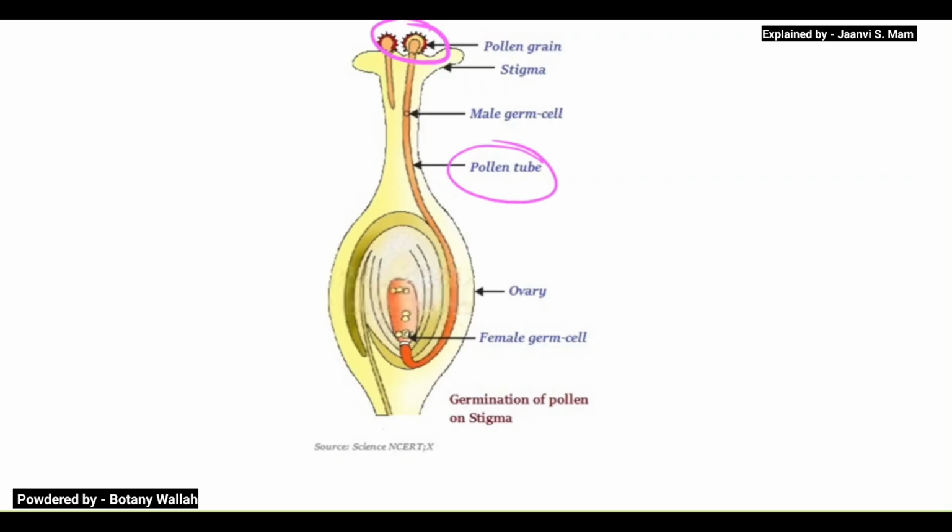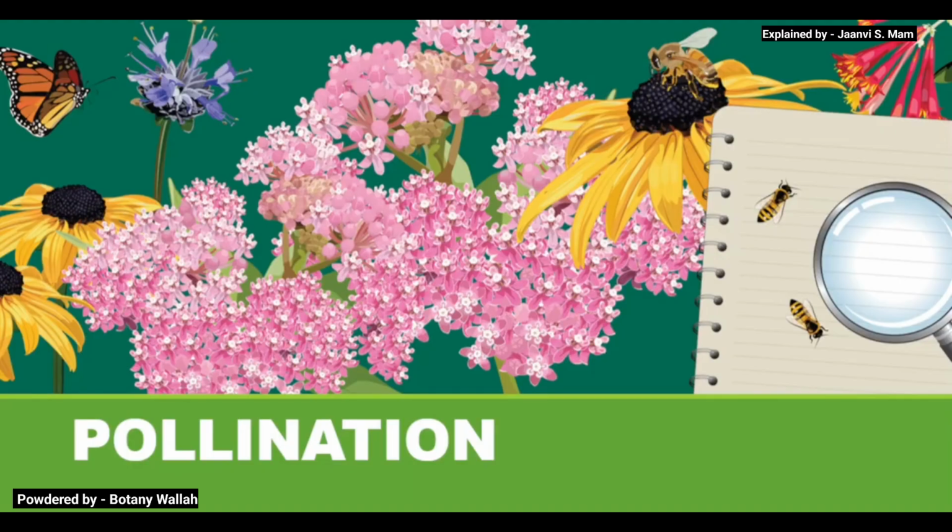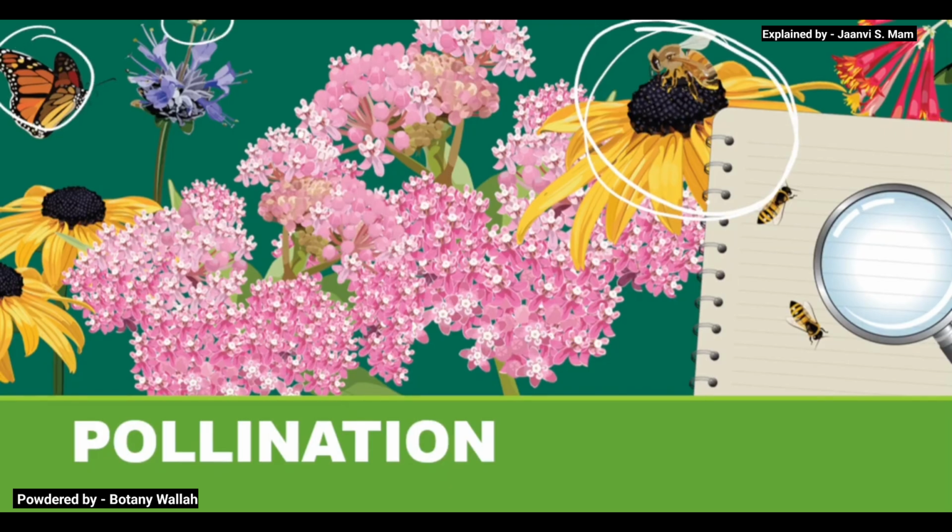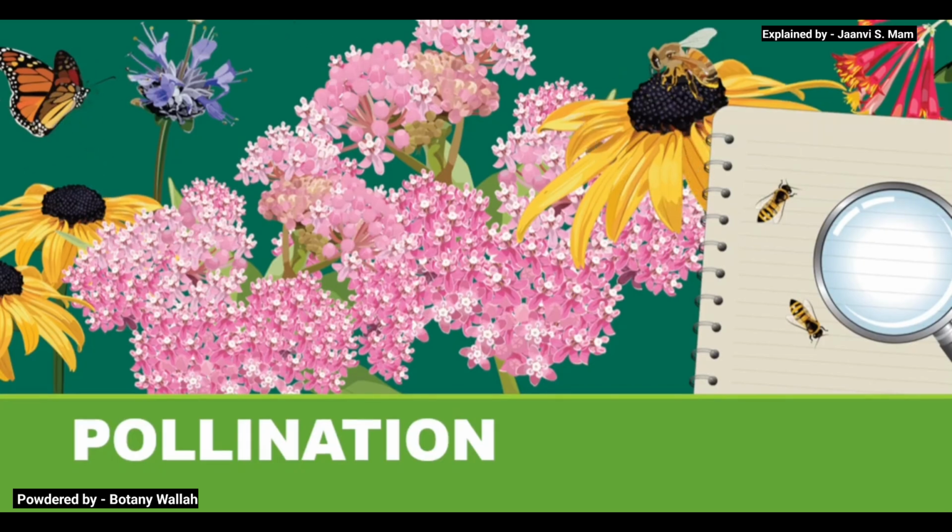Now next we will extend some more time, like 10 minutes more. See, the next topic is pollination. So what is pollination and why is it necessary? Okay, so if you can see here, a honeybee is sitting on a sunflower. There are many insects going towards the flower and all. So what are they doing actually?